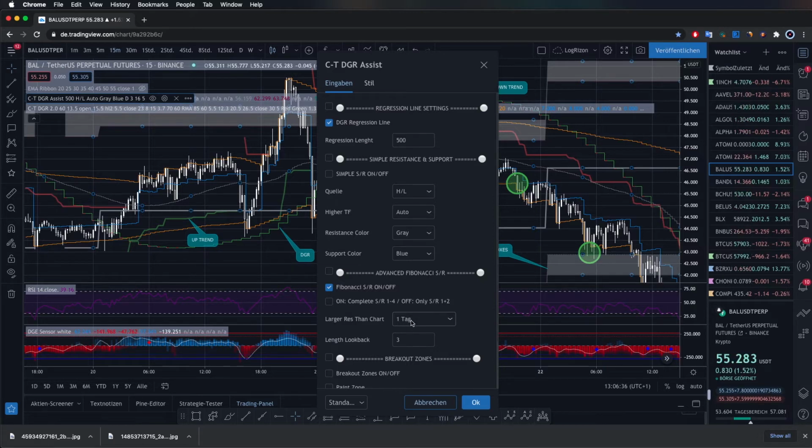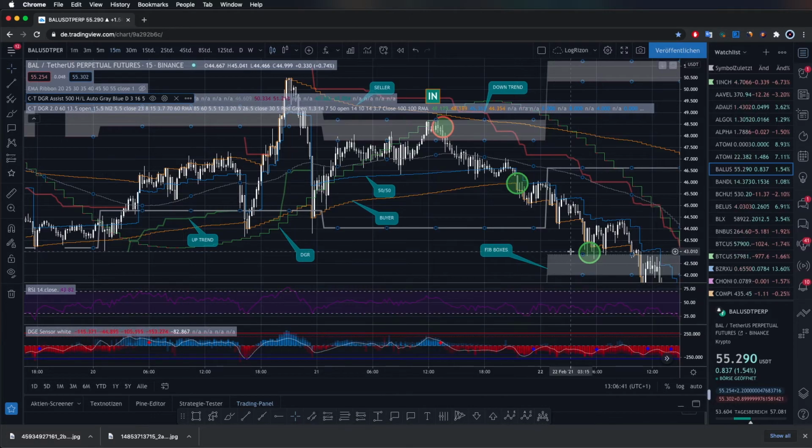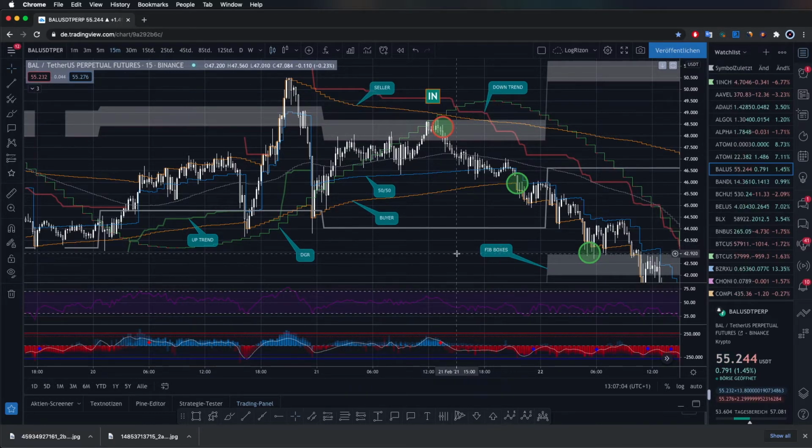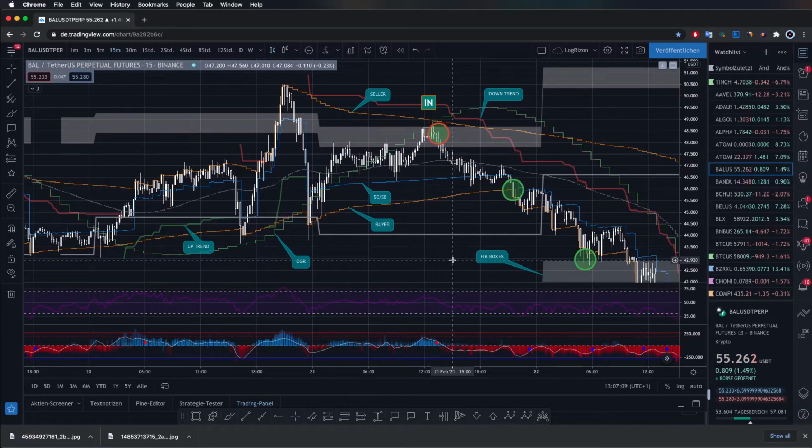So ein Tag in German and English would be 1 day. So these are the Fibonacci boxes in a daily perspective. And you find them beneath the price, and you find them above the price for sure. And all the time when the price is more or less hitting these boxes, we are coming into a strong support area or in a strong resistant area over here.